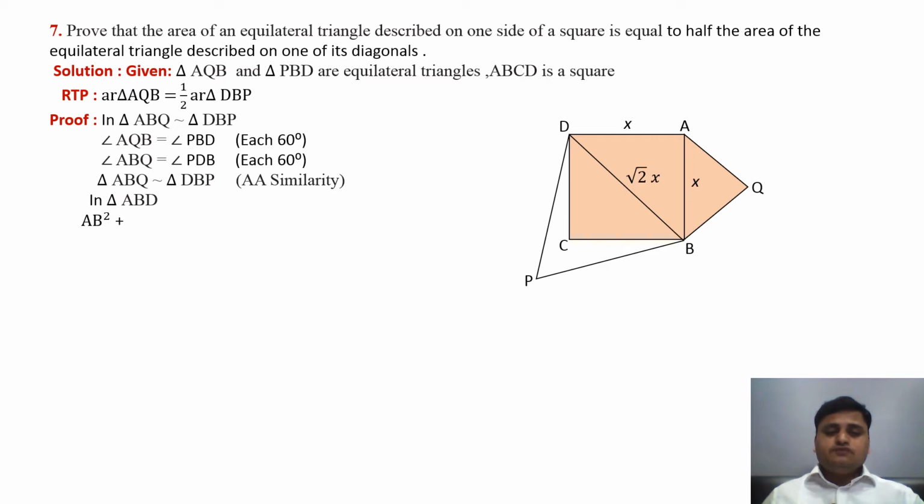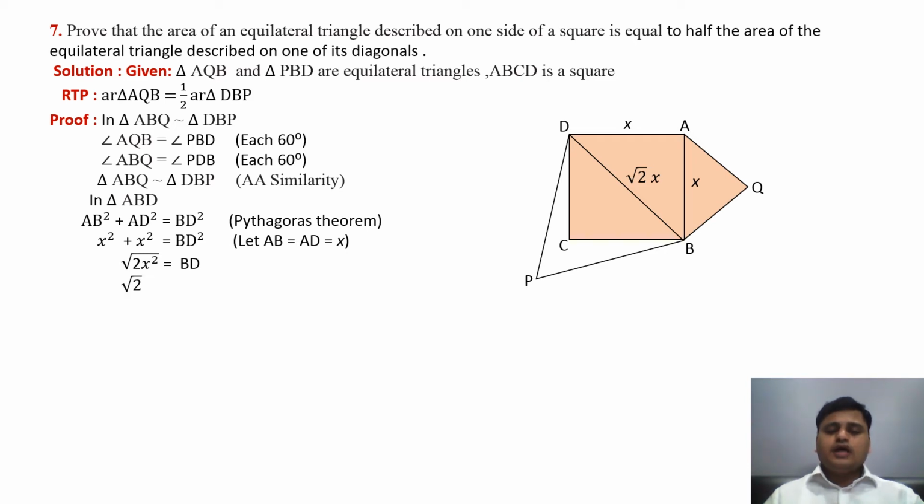Now before proceeding further, we will take triangle ABD and use the Pythagoras theorem. That is, AB square plus AD square is equal to BD square. It is given that it is a square, so all sides are equal; we are assuming x. So x square plus x square is equal to BD square. On simplifying, it becomes 2x square is equal to BD square. Taking the root, it becomes root 2 x is equal to BD. That is the length of BD.